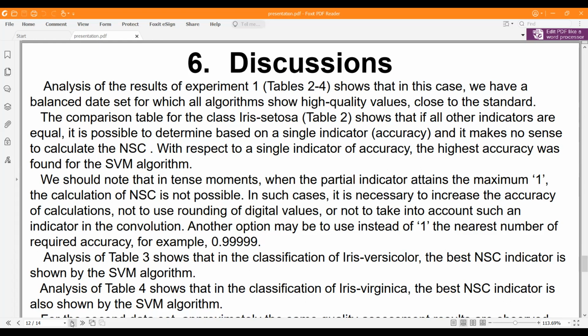For the second data set, approximately the same quality assessment results are observed for the CART and SVM algorithms. Due to the calculation of the NCS, it is possible to reasonably determine the best algorithm, namely CART classification.